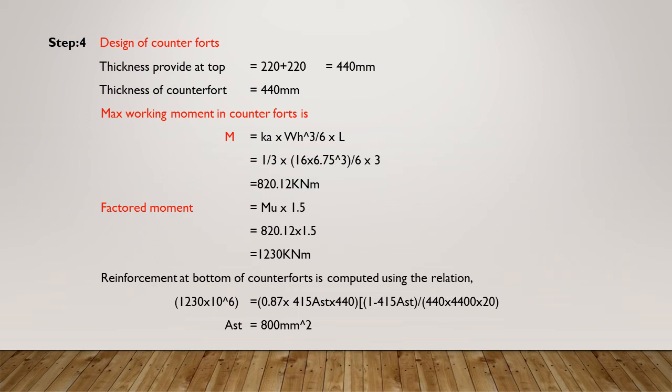Then the factored moment is nothing but that moment multiplied by the load factor. The load factor is 1.5, so our moment 820 multiplied by 1.5 gives 1230 kilonewton meter. Then the reinforcement at the top of the counterfort is computed using these relations, so you find the Ast value. This Ast formula is taken from our code book, IS 456 2000, page number 96. Ast is equal to 800 mm square.